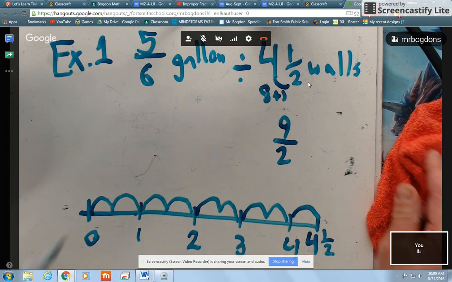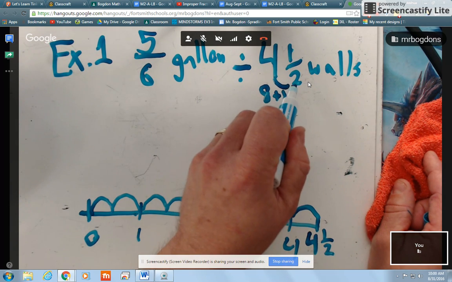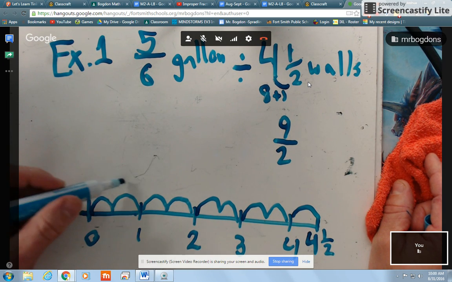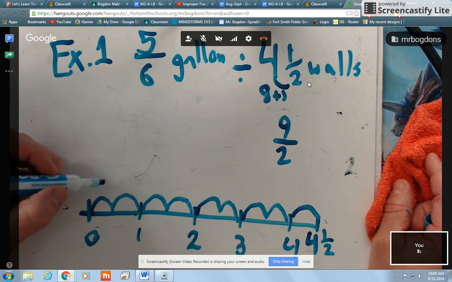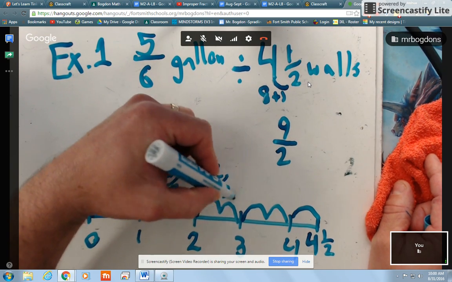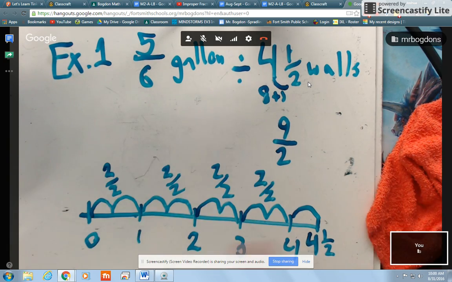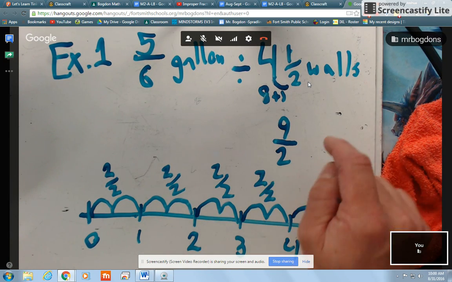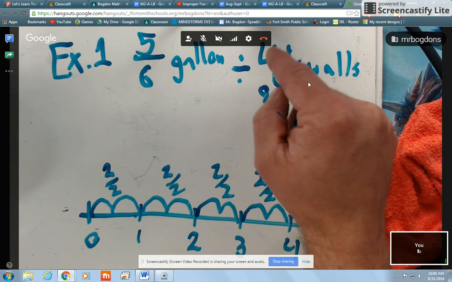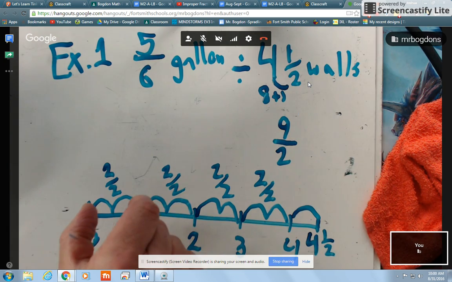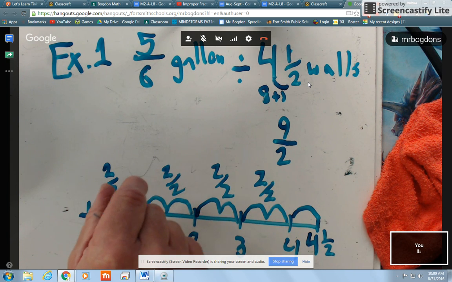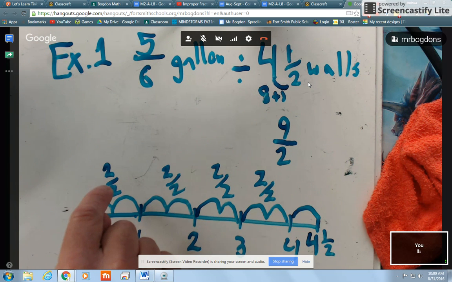So what I've done was I took 2 times 4, because I have 4 groups of 2 halves. This is 2 halves. This is 2 halves. This is 2 halves. This is 2 halves. So that's 1, 2, 3, 4 groups. That's why when Brittany says I can multiply 2 times 4, she's multiplying by how many whole pieces she has. And I can rewrite those whole pieces as 2 over 2.